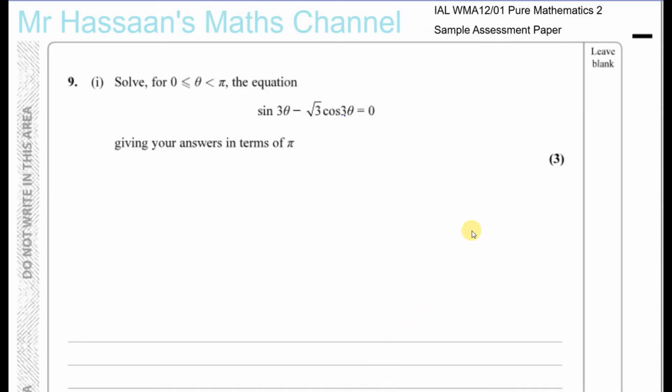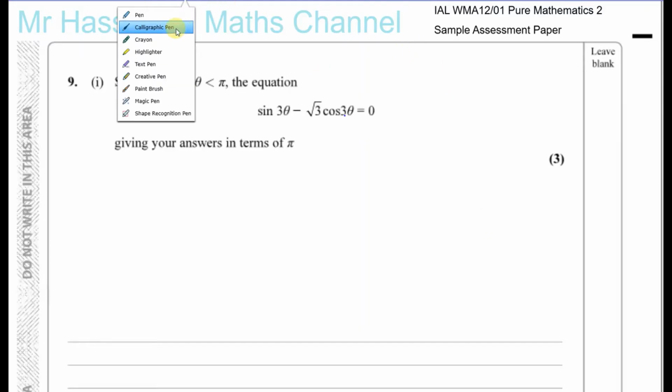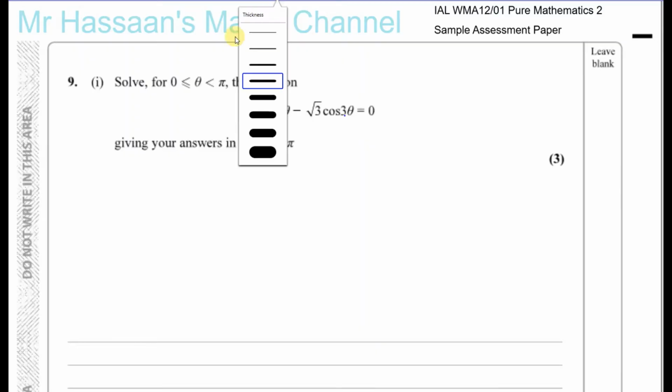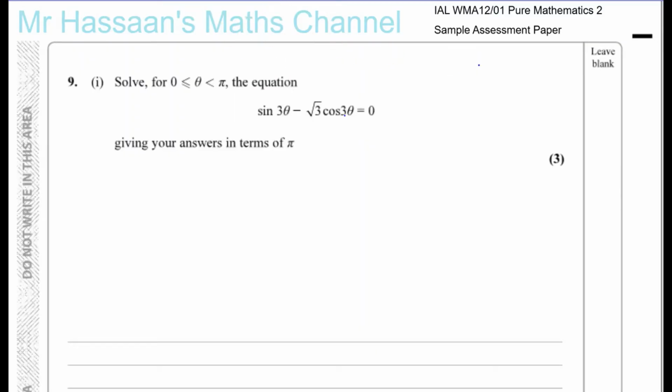Okay, question number 9 from sample assessment paper for the P2 exam, International A-Level. Here we have a question all to do with trigonometry. The first part of the question, we have this expression sine 3 theta minus root 3 cosine 3 theta equals 0, and we've got to solve the equation for angles theta between 0 and pi, and give our answer in terms of pi.